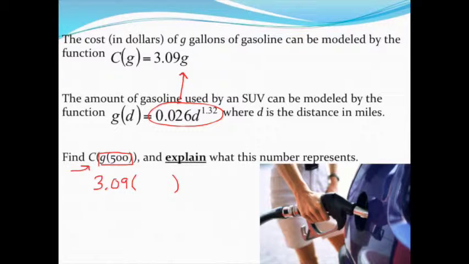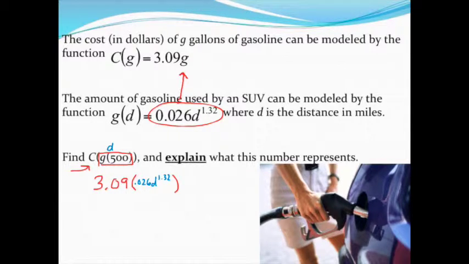So let me switch colors real quick. So let me replace that down here. I'm going to fit this in here, but I'll try. 0.026 D, the distance I drive, raised to the 1.32. Oh, look, it did fit. Wonderful. Power. Okay. What they've asked me to do, though, is not just do composition, but evaluate with this.